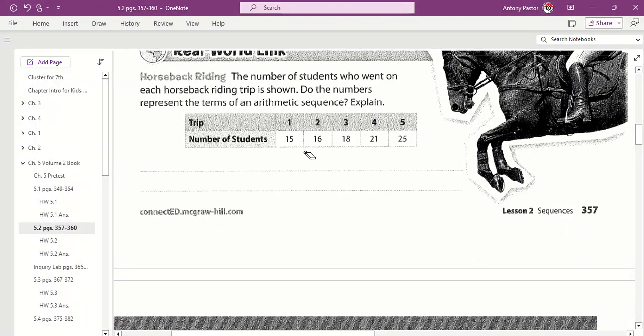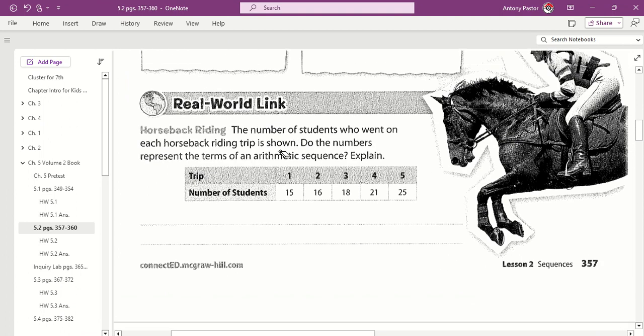If we look over here at this sequence, the real world link here is the number of students who went on each horseback riding trip is shown. Do the numbers represent terms of an arithmetic sequence? Explain. So this is a sequence. For the first trip, 15 kids went. The second trip, 16 kids went. Third trip, 18 kids went. Fourth trip, 21. Fifth trip, 25.